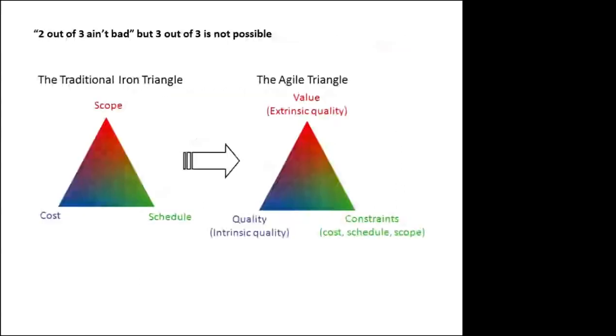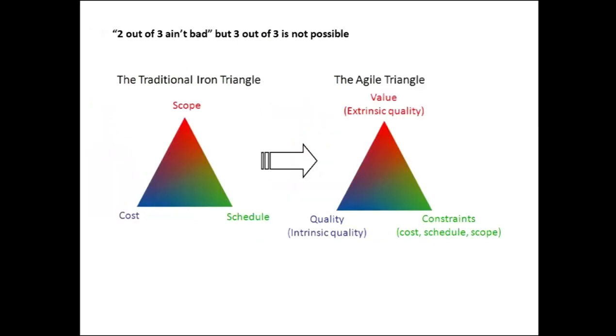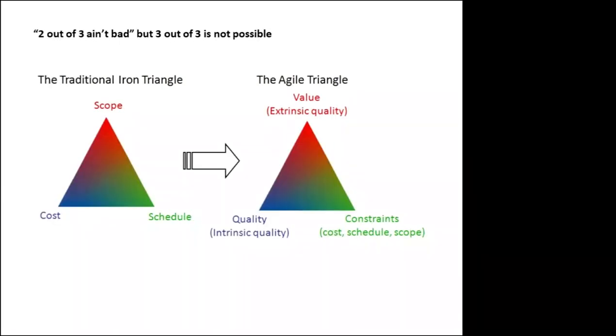I mentioned a moment ago about the triangle of work. The traditional iron triangle has cost, scope, and schedule. Agile takes all of those and says those are constraints and puts them in one corner. And quality is another constraint. Extrinsic quality value is another point.